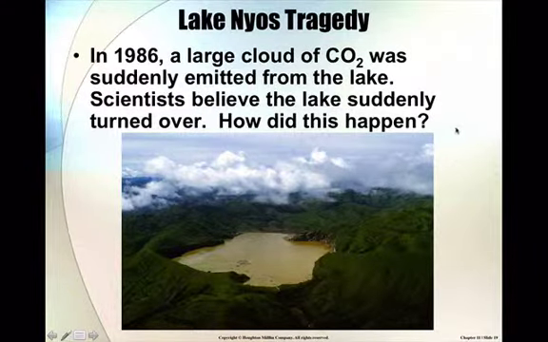An application of this is the Lake Nyos tragedy. In 1896, a large cloud of carbon dioxide gas was suddenly emitted from the lake. And then scientists believe that the lake suddenly turned over. And then they asked, how did this happen?